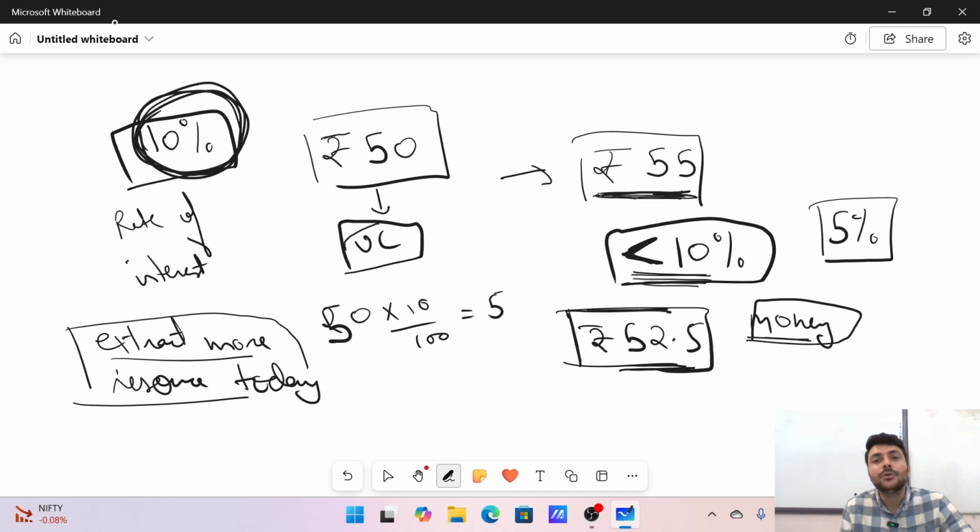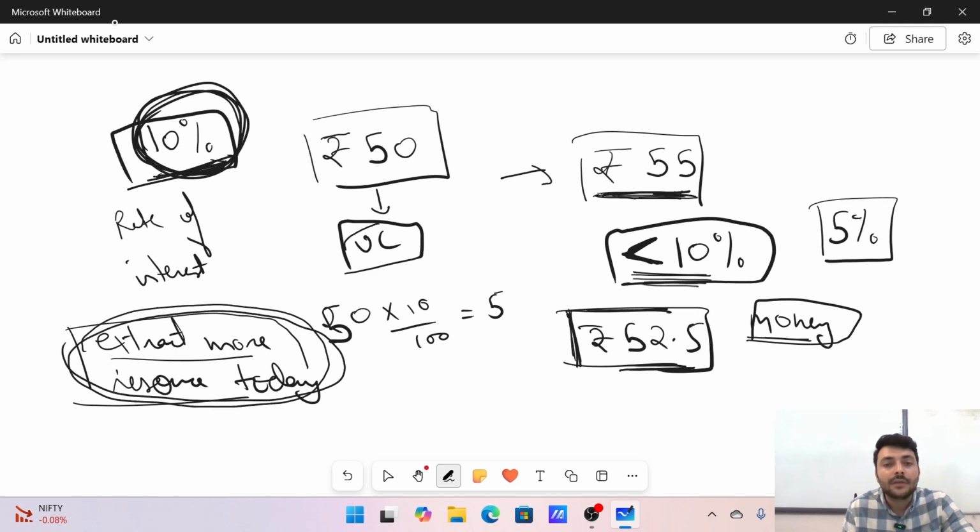I hope this thing is clear to you. Once again, I'm repeating this thing. If the user cost increases by less than 10% in the next time period, then the user cost would be 52.5. And this 5% is less than the current prevailing rate of interest, which is 10%. So what the extractor would do, he would extract more resource today. And when he extracts more resource today, he is going to earn money by selling the resource, and he can invest that money in interest yielding bonds or assets, wherein he would get a return of at least 10%.